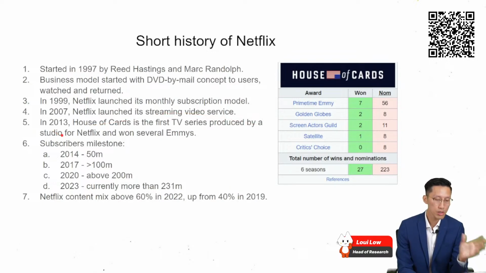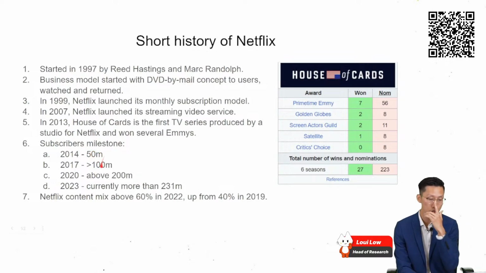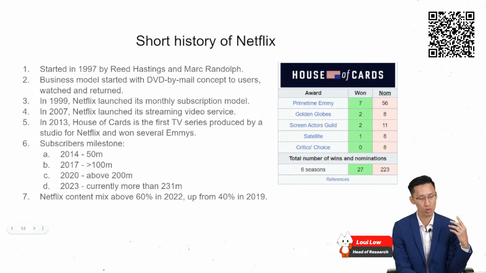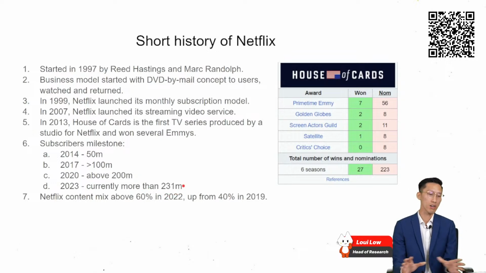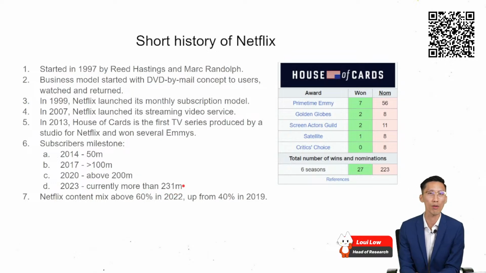So let's talk about the subscriber milestone. They achieved 50 million in 2014, one year after House of Cards. Later it went up to 100 million in 2017, and in 2020 it just went berserk, right? They went towards 200 million subscribers, and currently they have around 231 million subscribers. So that is a very wonderful journey and short history of Netflix.